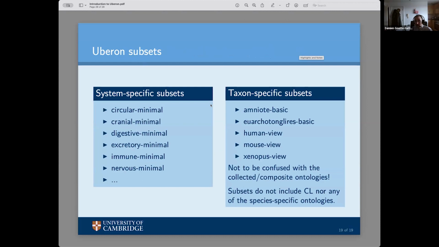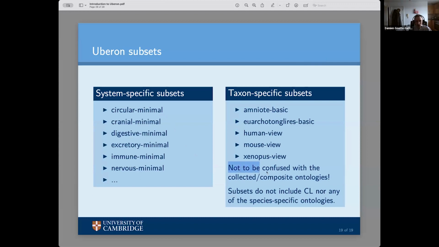We provide subsets of the ontology. If for some reason you do not need the entire ontology, we provide both system-specific subsets, for example, if you only need terms describing the circulatory systems, the digestive systems, the excretory systems, the immune systems, and so on. And we also provide taxon-specific subsets if you just want terms that represent structures that exist in amniotes, in human, in mouse, in Xenopus, and so on.